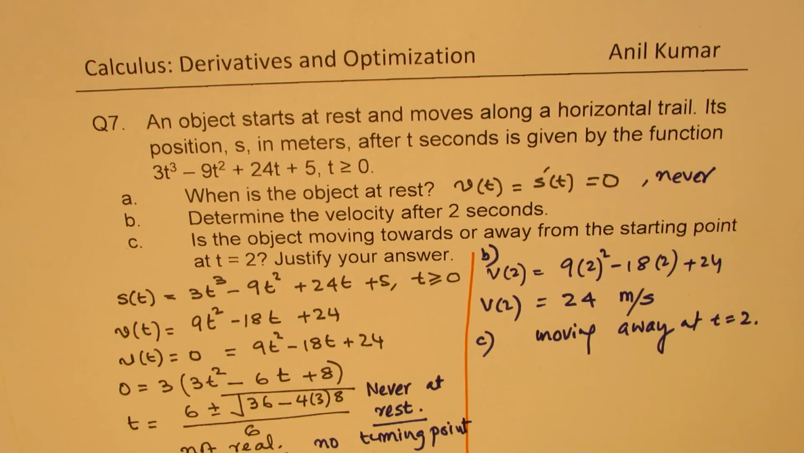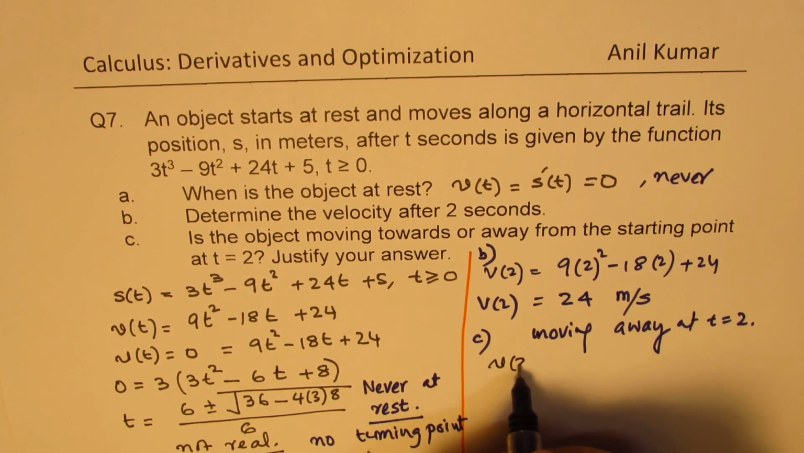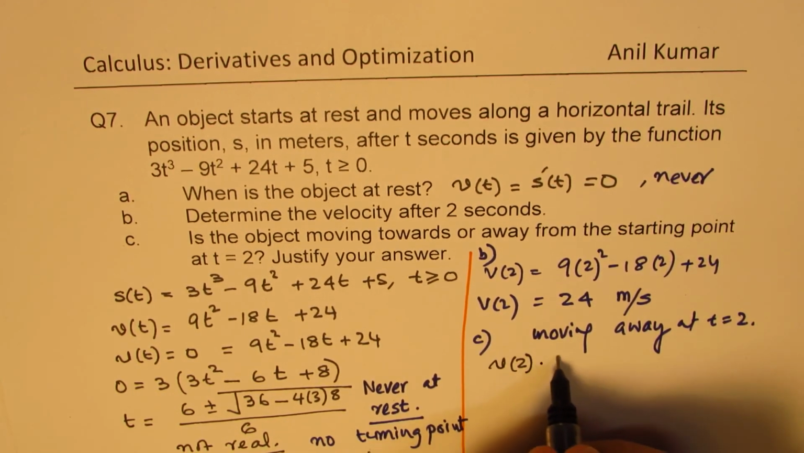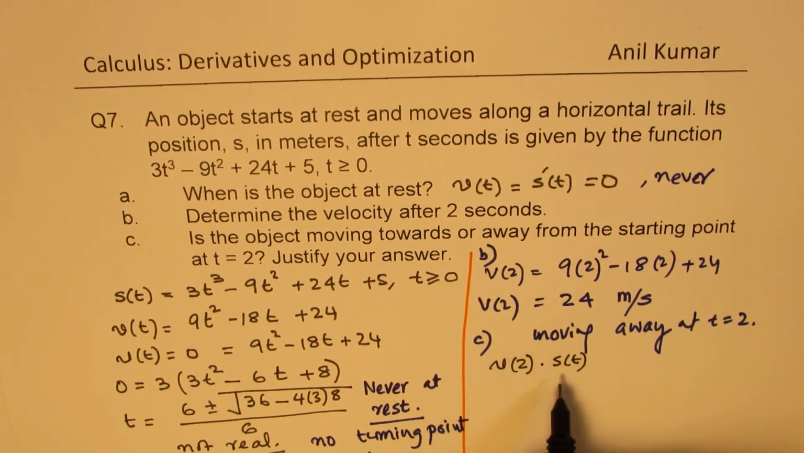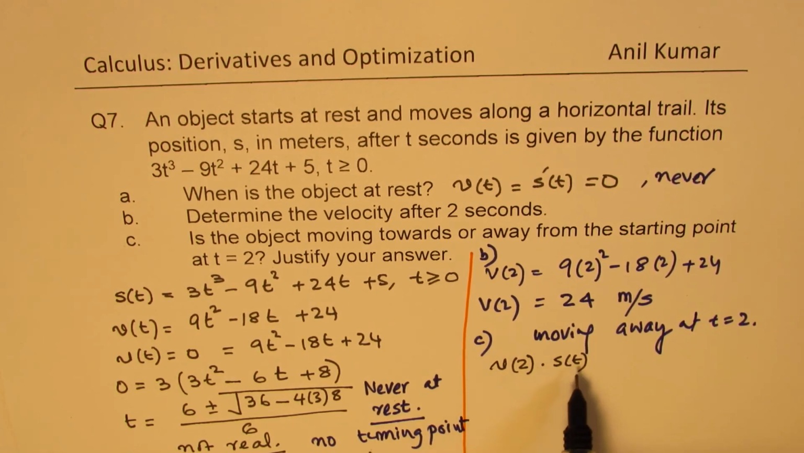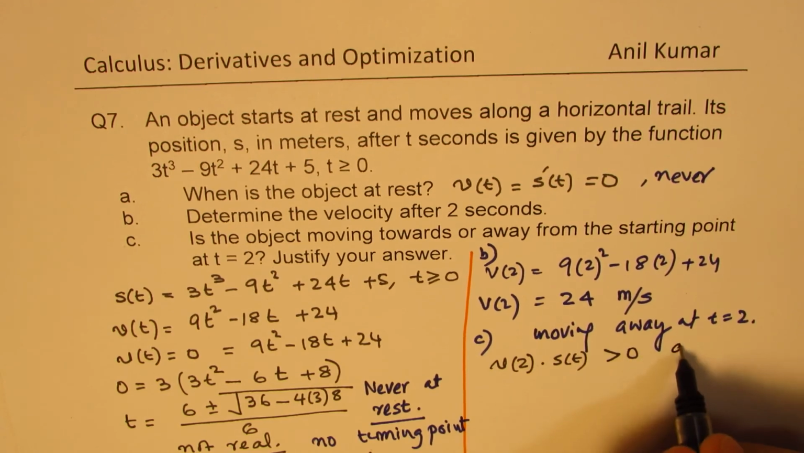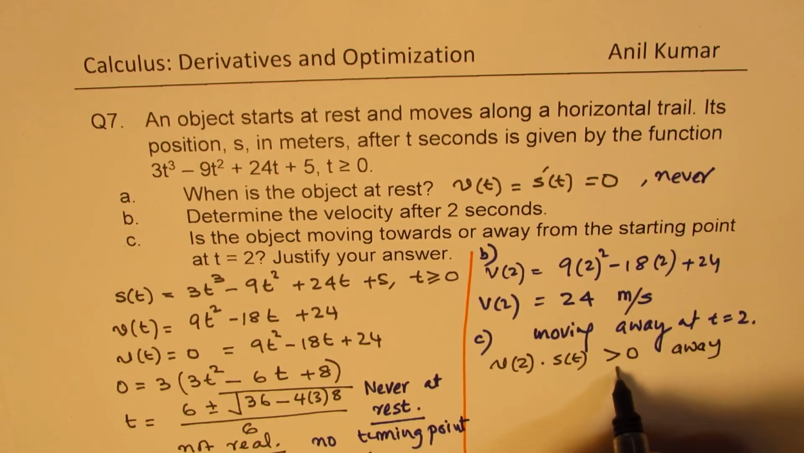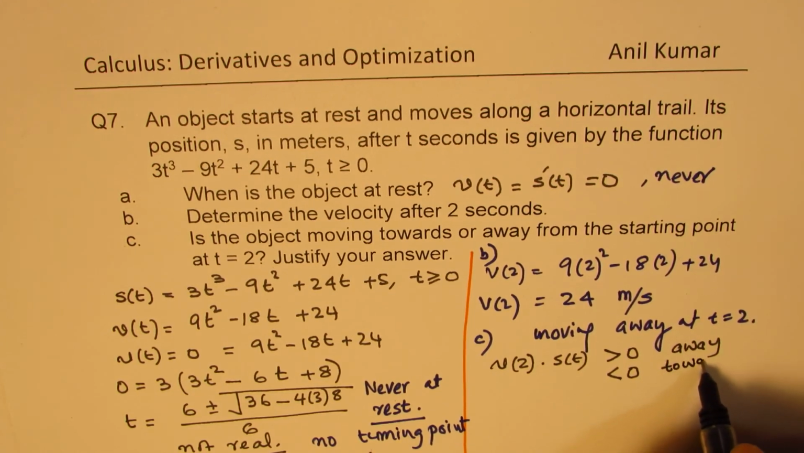But here is a very standard way of finding when the object is moving away or moving towards. What we do here is find the product of velocity and displacement. That decides whether the object is moving away or moving towards. If this is greater than 0, then it is moving away, right? If this is less than 0, then it is moving towards.